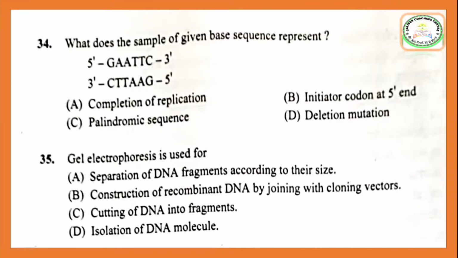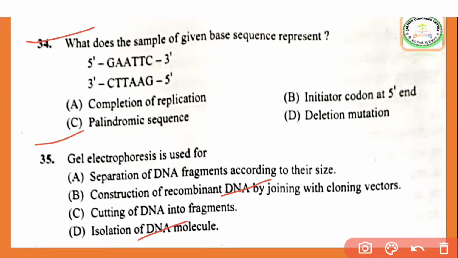What does the given base sequence represent? 5' GAATTC 3' and 3' CTTAAG 5'. Completion of replication, initiator codon at 5' end, palindromic sequence, deletion mutation. 34th question, and the answer is option C, palindromic sequence.